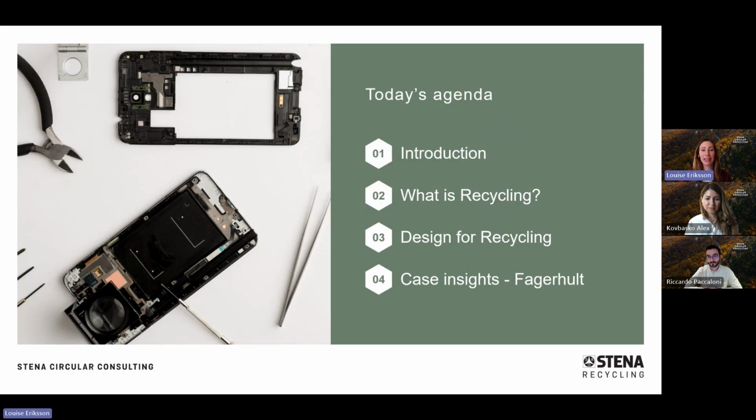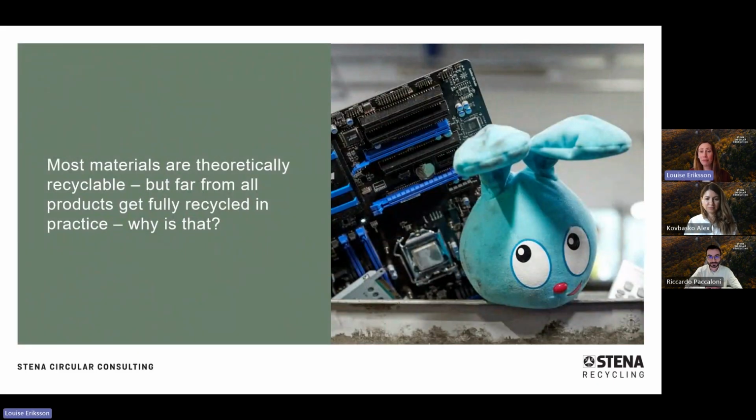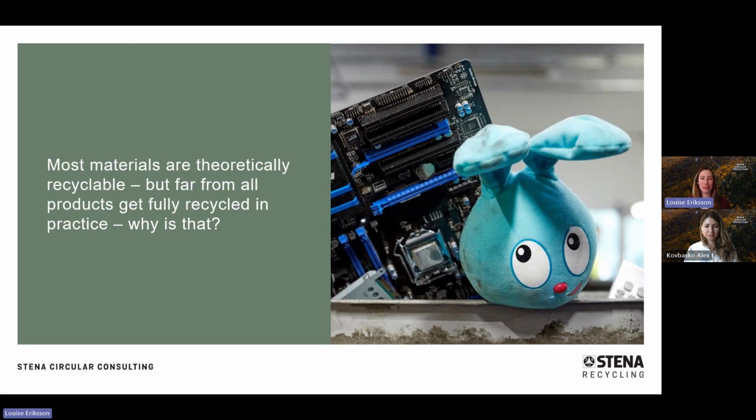We'll take a look at the agenda for the webinar, and today we will go through the following sections. We'll do an introduction, or that's actually what we're doing right now. It will soon end. Then we'll go into what is recycling and then design for recycling. And at the end, we will share some insights from a case that we did together with Fagerhult. And at the end, as Alex said, there will be time for questions. I'm thinking that's all for the introduction, and we can move on to the more exciting part, perhaps.